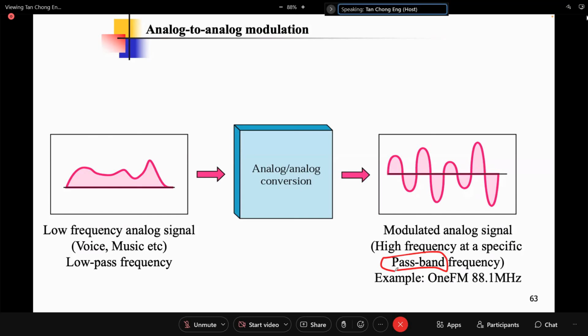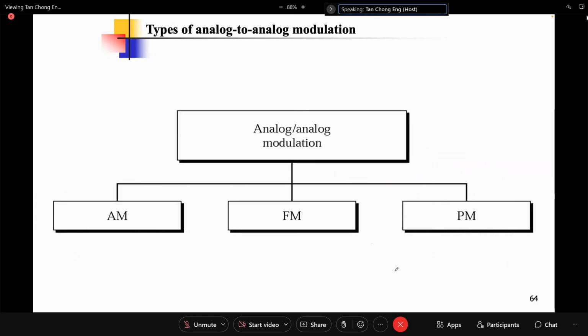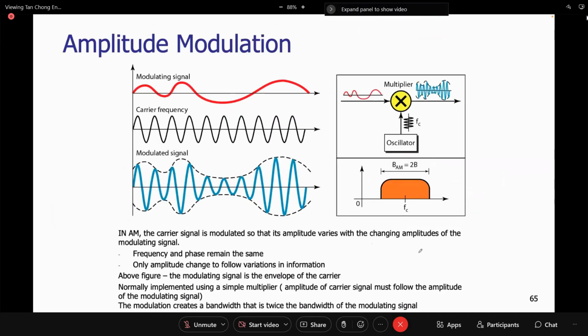Different frequencies are used for different applications, different channels. For example, your 1 FM is running at 88.1, then you have other FM stations running at different frequencies. That's why you have to tune to a different frequency in order to receive that particular broadcast. Same thing here. So for analog to analog modulation, in conclusion, we have AM, FM, and PM. Same thing. So this is how the modulation process happens.